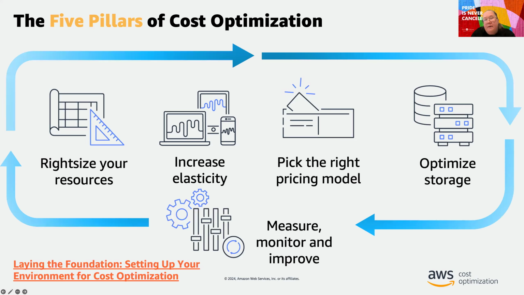And then last but not least, of course, the last pillar is that we need to have a tooling in place to understand the cost. So monitoring and improving is one of the pillars. So measuring, monitoring, and improving your cost, understanding how resilient, for example, your environment is.